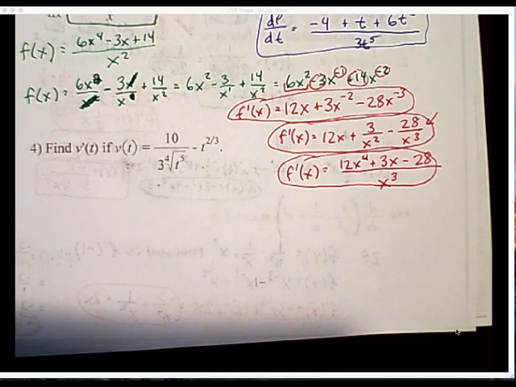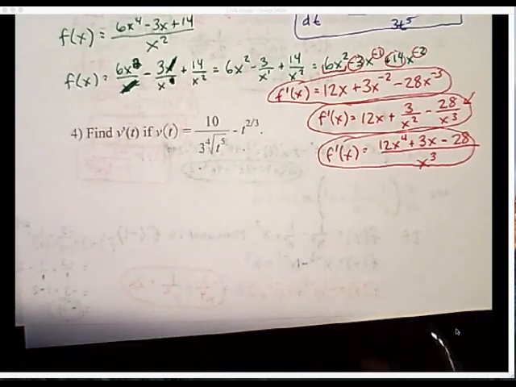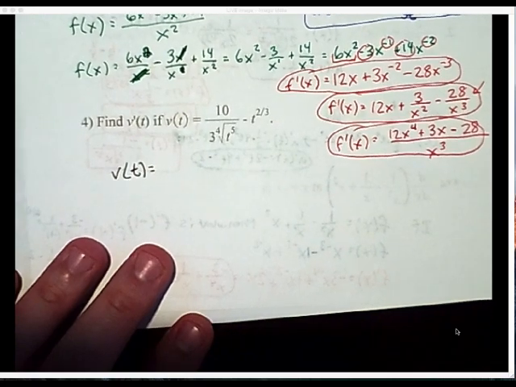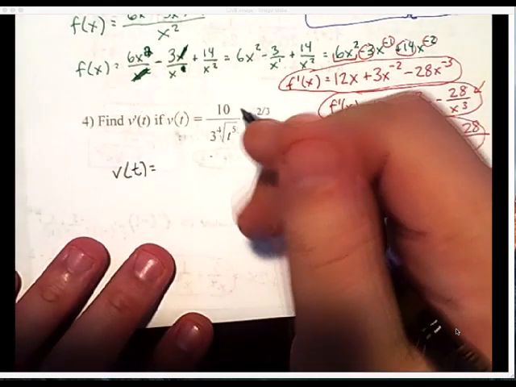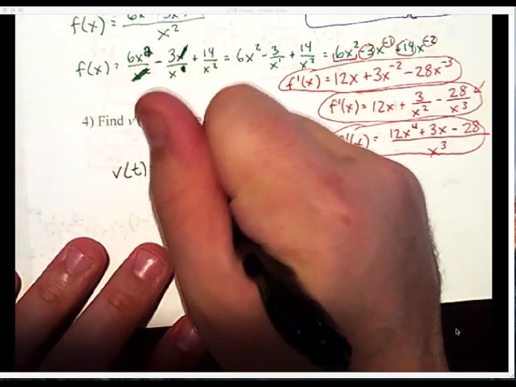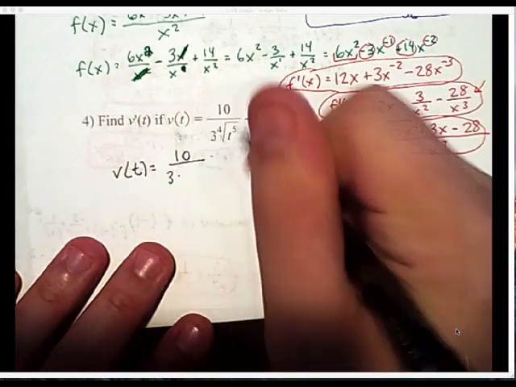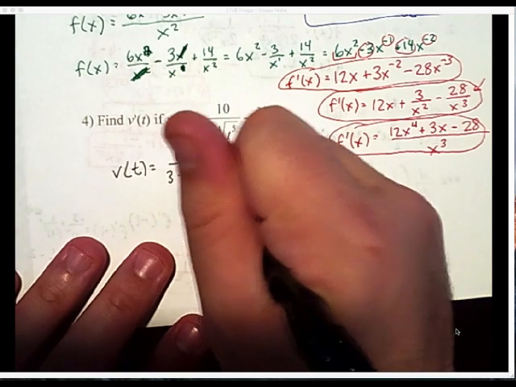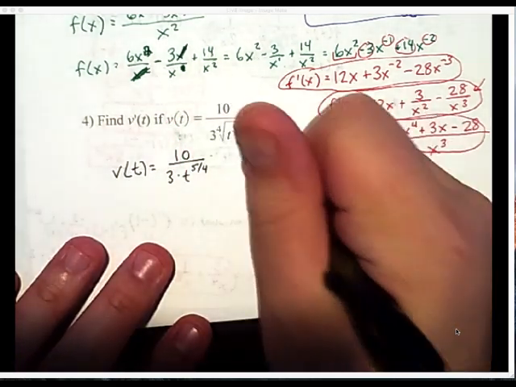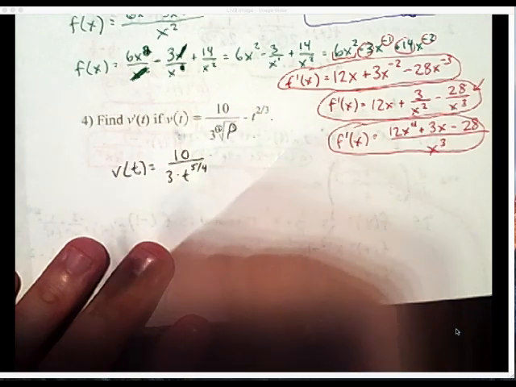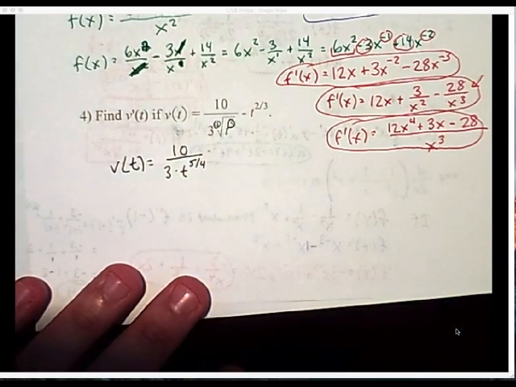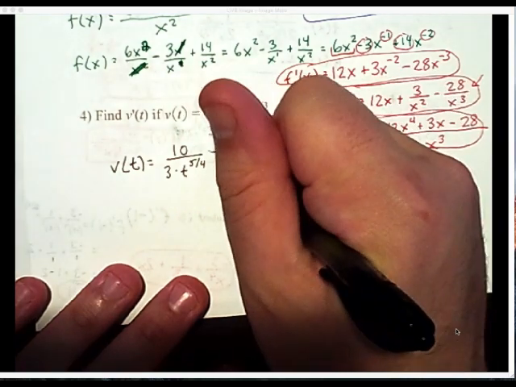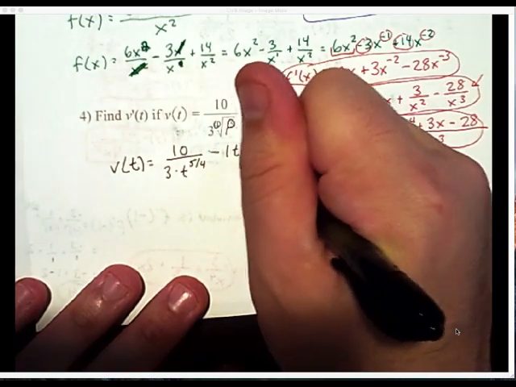Okay. Number 4 here, let's rewrite the function so we can easily take the derivative. Okay. So I have 10 over 3 times, instead of writing a radical, this would become t raised to the 5-fourths power. It's the number inside over the index, so it's 5/4. All right, minus 1t to the 2/3.